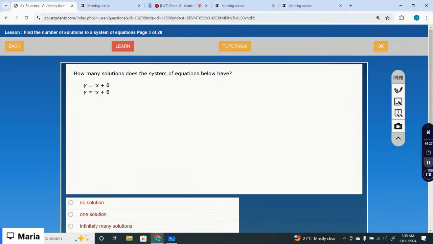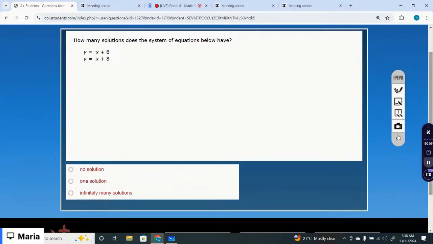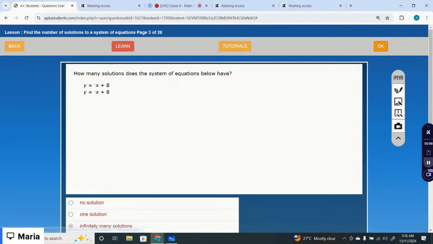How many solutions does the system of equations below have? Y equals negative x plus 8 and y equals negative x plus 8. So both the equations are exactly same, right? So that means they have infinitely many solutions. The correct option is infinitely many solutions. Option number 3 is the correct option.